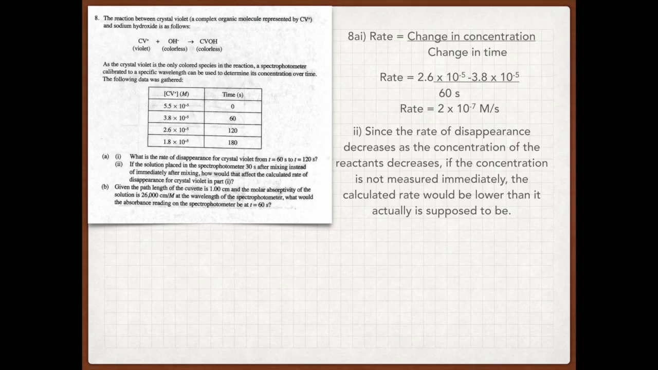In B, it gives you the path length, it gives you your molar absorptivity, and it's asking what would the absorbance be. So all you're using is Beer's law here, A equals ABC. Okay, you're solving for absorbance, you know your a, you know your b, and you know your concentration at 60 seconds, which is 3.8 times 10 to the negative fifth. So your answer would be 0.99. Remember, we don't have units for absorptivity, so you're good to go.